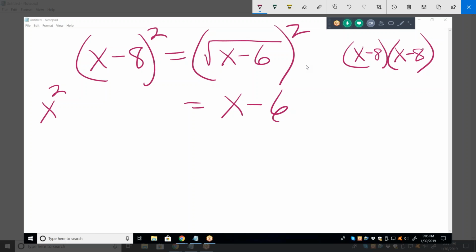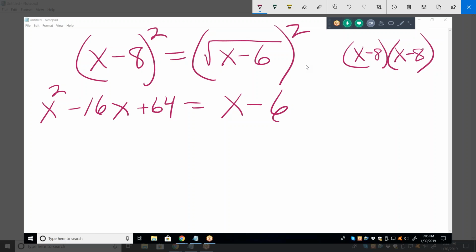Okay. So x minus 8 times x minus 8. So we've got x times x, which is x squared. That's where I got my x squared. Okay. And then we have 64, positive 64. Okay, that's the last term. Okay. Then we have negative 8x. Twice. Yeah, twice. Negative 8x, and you got another negative 8x. You got negative 16x.